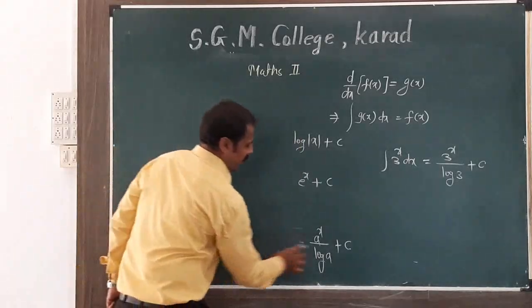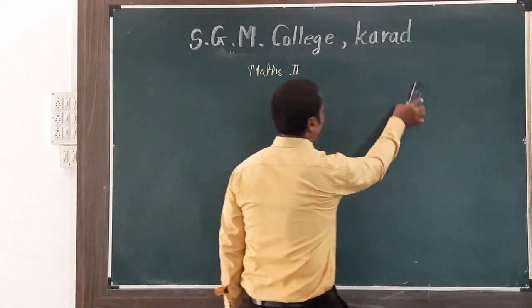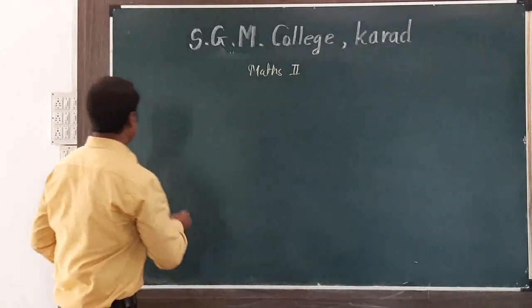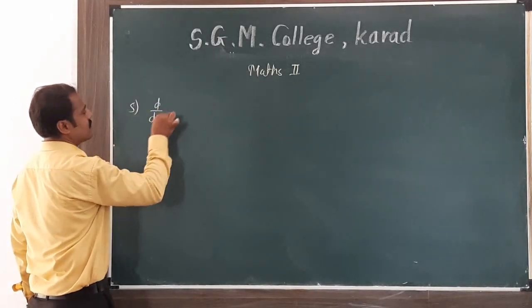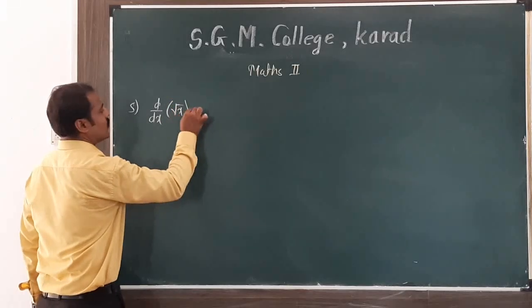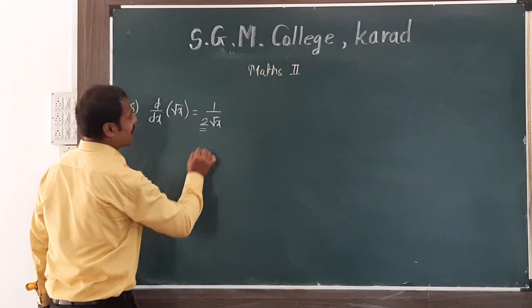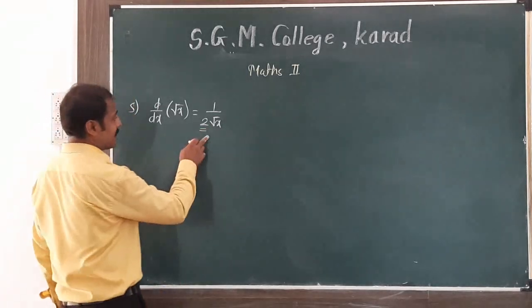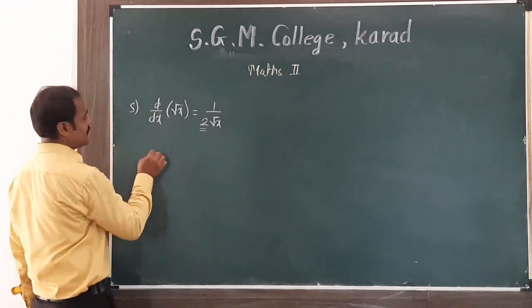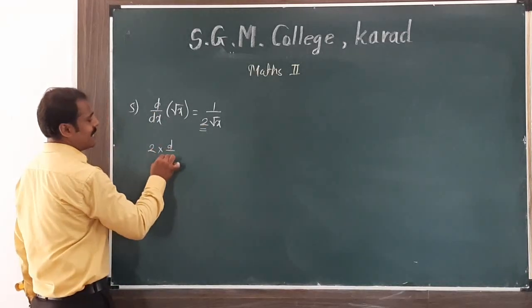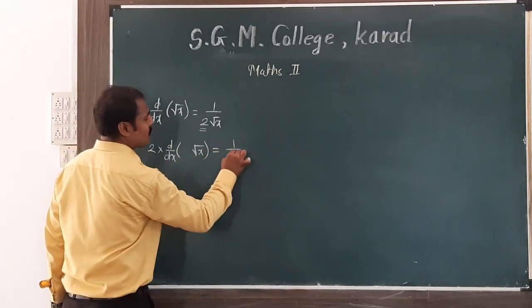Okay. Now moving to our next formulas. We know that the derivative of root x. Derivative of root x is what? 1 upon 2 root x. d dx of root x is equal to 1 upon 2 root x. Remember, we are not interested in constants. Okay, multiply both sides by 2. 2 gets cancelled. It becomes 2 into d dx of, yes, root x is equal to 1 upon root x.